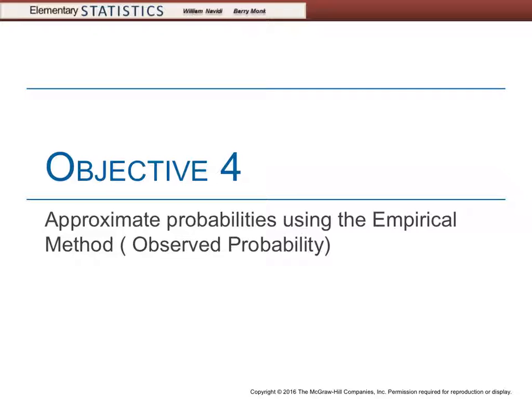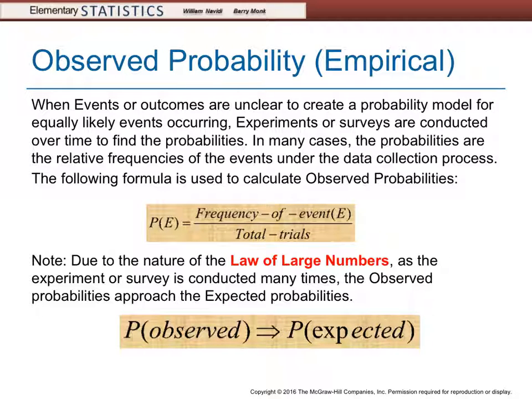Objective 4. Approximating probabilities using the empirical method, which is what we call the observed probabilities. When events or outcomes are unclear, making it hard to create a probability model for equally likely events, experiments or surveys are conducted over time to find the probabilities. In many cases, the probabilities are the relative frequencies of the event under the data collection process. The following formula is used to calculate the observed probabilities: the probability of an event is the frequency of the event occurring divided by the total number of trials.